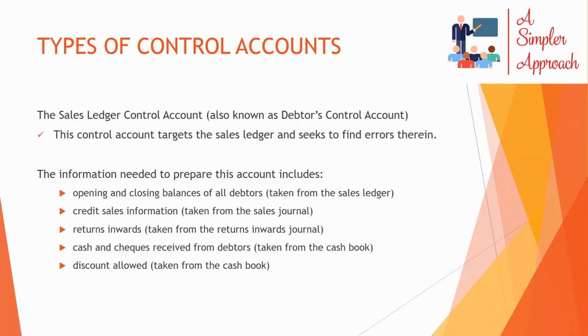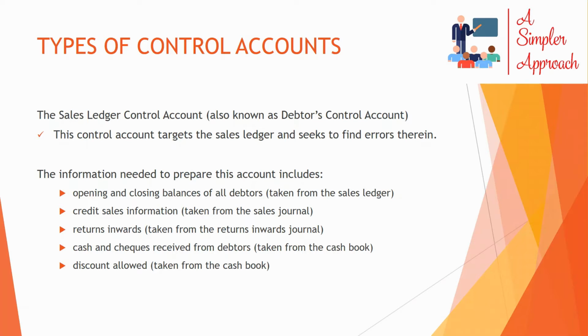There are two types of control accounts. The first one is called the sales ledger control account, otherwise known as the debtors control account. Now, this control account targets the sales ledger only, and its purpose is to confirm if there are errors in it or not. Now, in order to prepare this account, you need the opening and the closing balance of all debtors. To get that, you take it from the sales ledger, because remember that the sales ledger contains all the T accounts of our debtors. So, get the opening and the closing balances from the sales ledger.